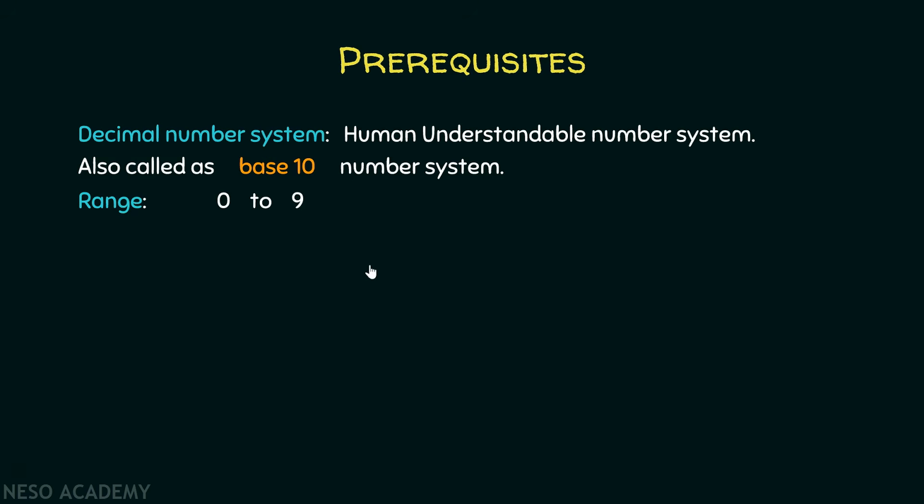In our day-to-day life, we use decimal number system for many purposes. Maybe for counting purpose, or maybe when we need to quantize some information like 2 apples, 30 bananas, and so on. Decimal number system is human understandable number system and is also called as base 10 number system. Base 10 simply means the range of number that we are available with is from 0 to 9.